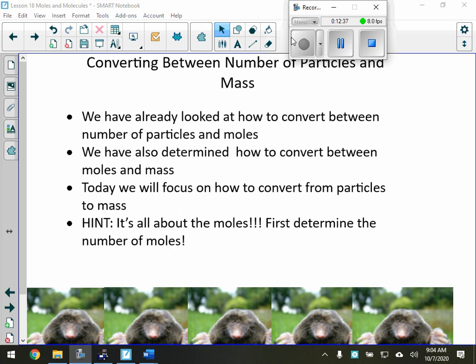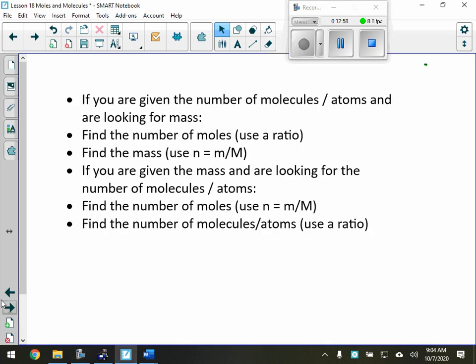We can also convert between the number of particles and mass. Hint, it's all about the moles, so make sure you put that in there. Moles is the gateway. Now, we're going to fill this in, and I'm going to get you to write down one more thing here. If you're given the number of molecules or atoms and are looking for the mass, find the number of moles, use a ratio. That's what you're going to put in there. Use a ratio. And then you're going to use that. Those are the first 2 blanks that you have to fill in.